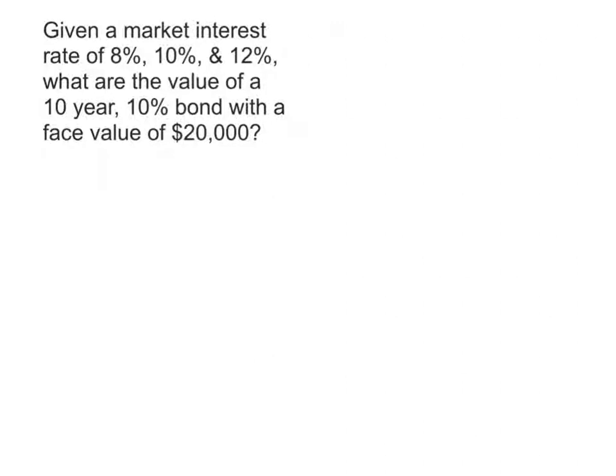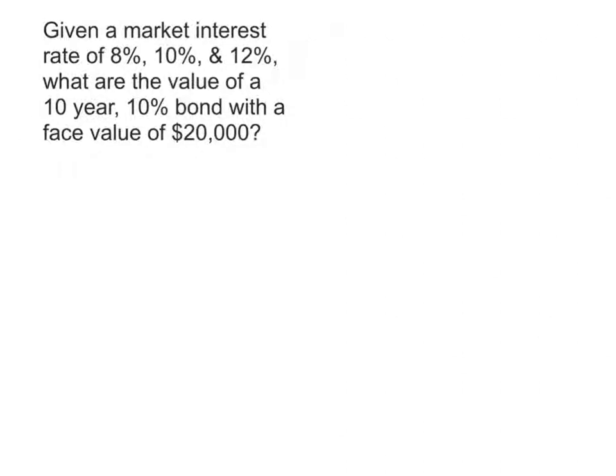The next problem, it's a medium problem in terms of difficulty, but it's got a bunch of great concepts put together. So given a market rate of 8%, 10%, and 12%, what would be the value of a 10-year 10% bond with a face value of $20,000?